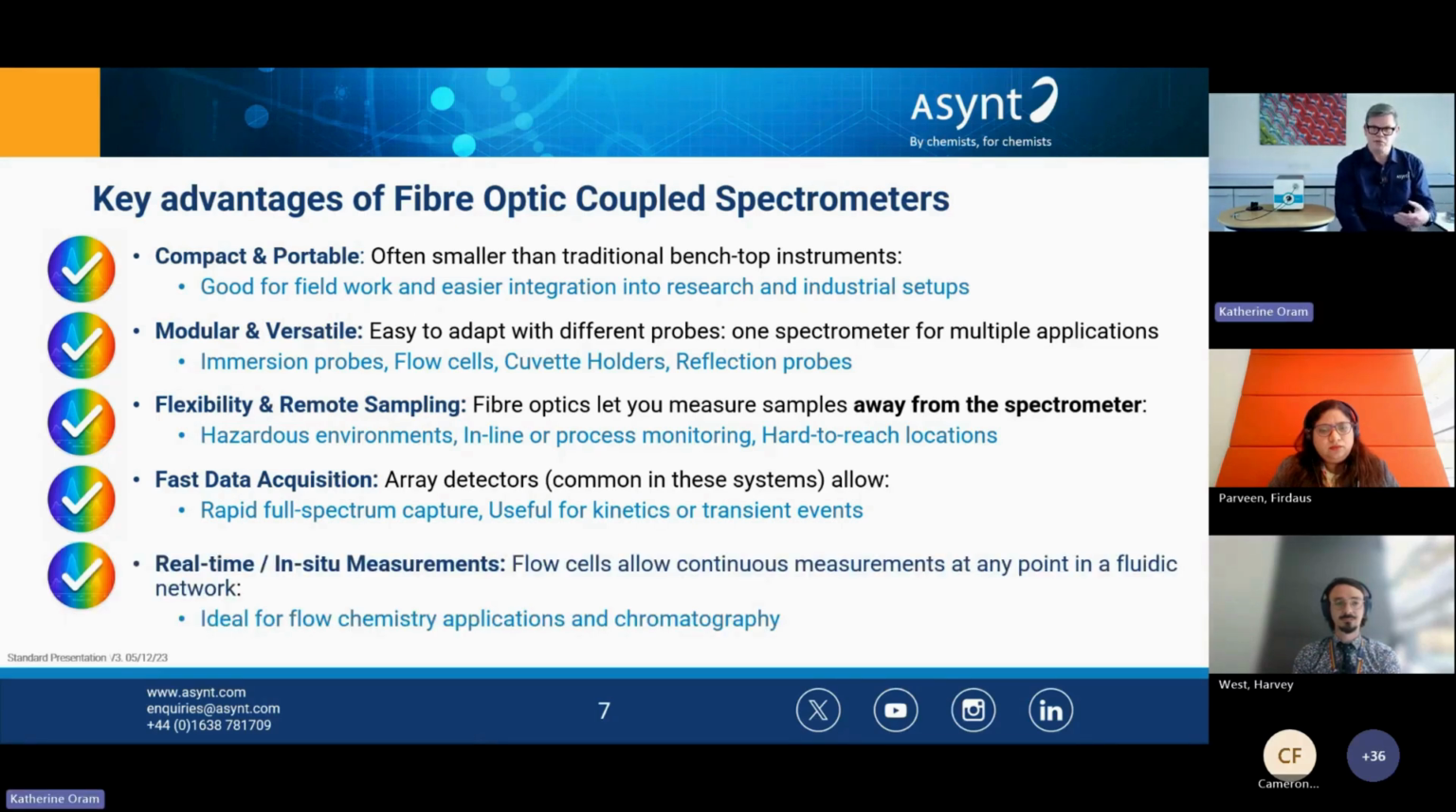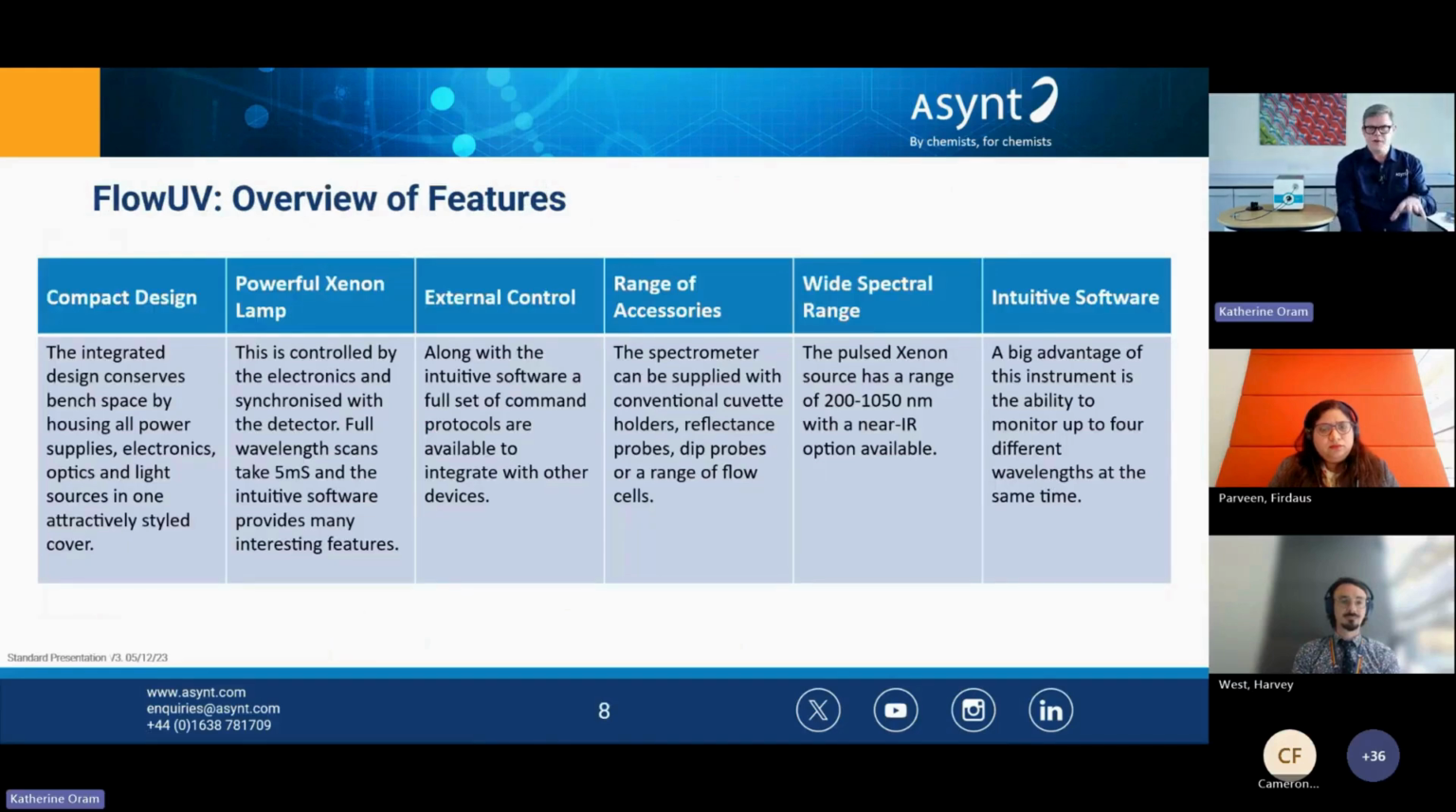And we can use this for real-time and in-situ measurements. So flow cells allow us that continuous analysis at any point in the fluidic network. And this is ideal for flow chemistry applications and chromatography and applications such as this. So just a few features of the FlowUV device.